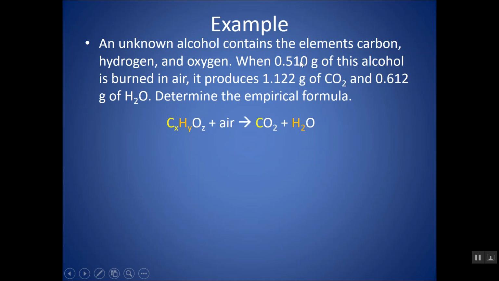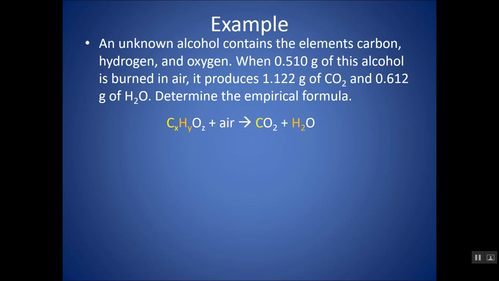When 0.51 grams of this alcohol is burned in air, burned is telling me it's a combustion reaction, it produces 1.122 grams of CO2 and 0.612 grams of H2O. Determine the empirical formula. So they gave me the starting mass of this unknown alcohol. I know what's in it, but I don't know the molar ratios. And they gave me the masses of each of these products. And they're asking me to figure out what is the formula of this unknown reactant.